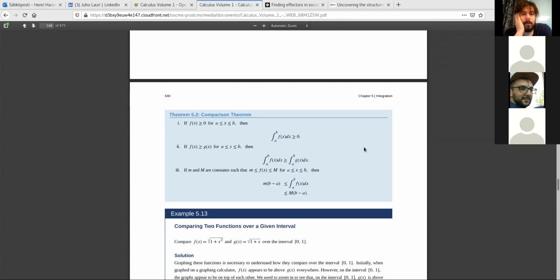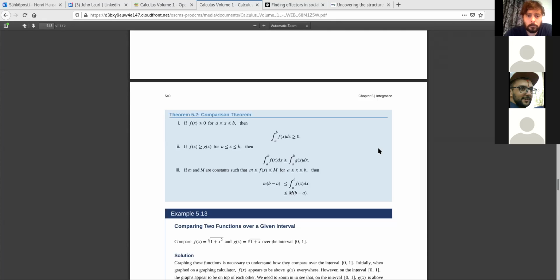And the thing is, if small m and capital M are constants such that m is smaller than or equal to f(x) at all values between a and b, and capital M is larger than or equal to f(x) at all values between a and b, then m times (b minus a) is smaller than or equal to the integral, which is smaller than or equal to M times (b minus a). This is simply that if you take the box of the largest value of f and the smallest value of f, the upper limit and the lower limit, then the integral resides between those.